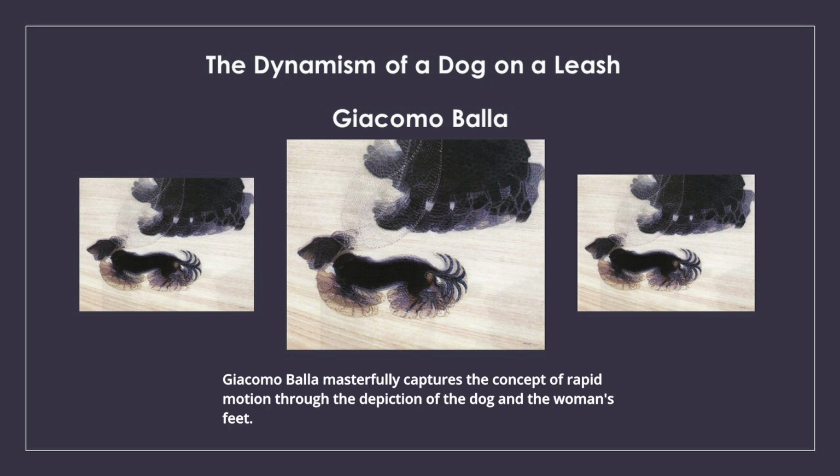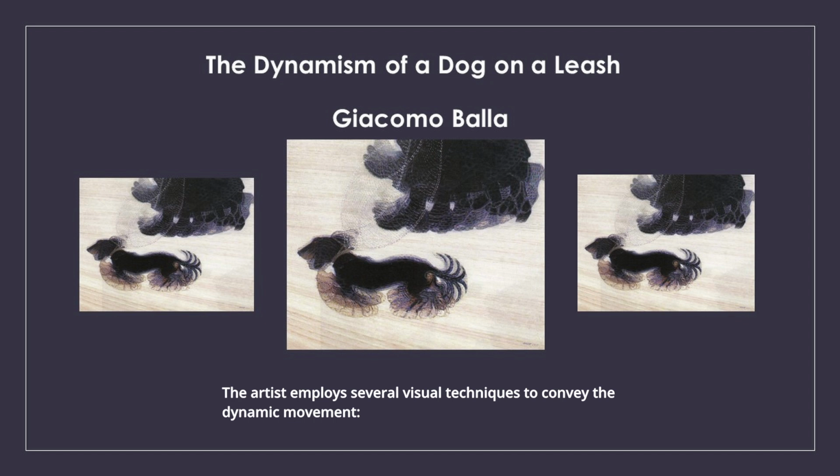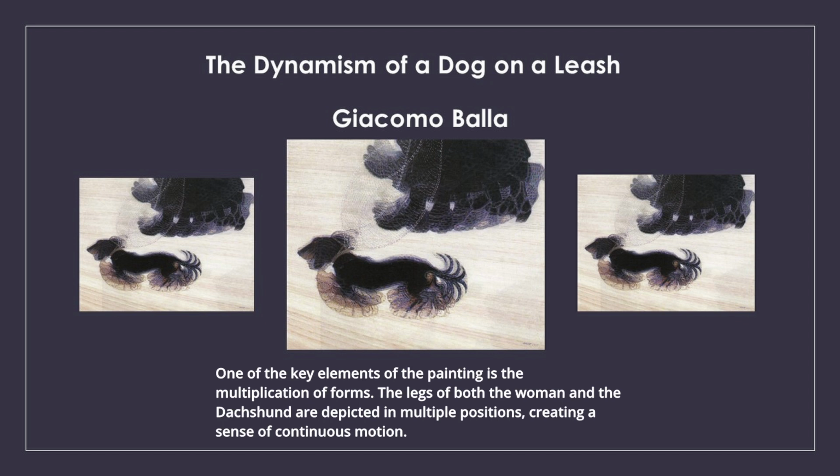Giacomo Balla masterfully captures the concept of rapid motion through the depiction of the dog and the woman's feet. The artist employs several visual techniques to convey the dynamic movement. One of the key elements of the painting is the multiplication of forms. The legs of both the woman and the dachshund are depicted in multiple positions, creating a sense of continuous motion.